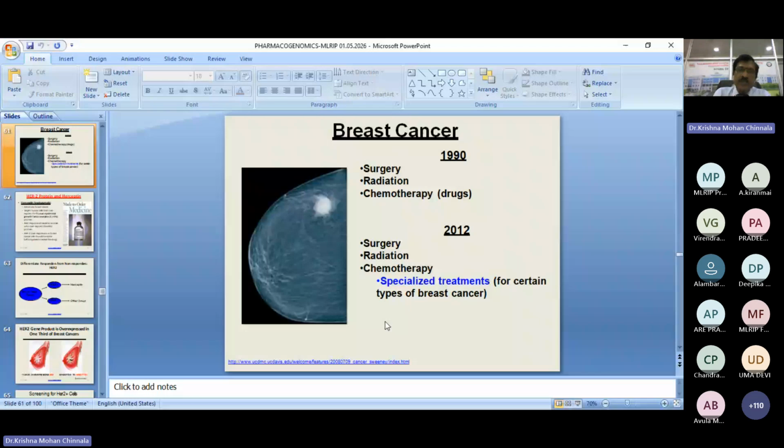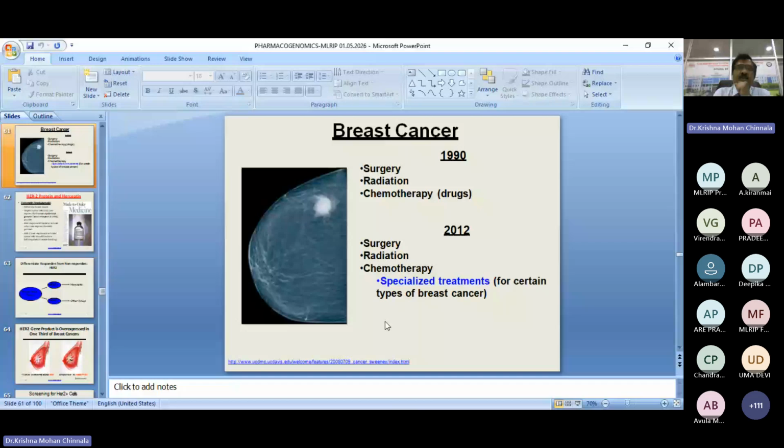So for breast cancer in 1990, surgery was the first option, then radiation, then chemotherapy. Then in 2012, surgery, radiation, chemotherapy. Now it is specialized treatments for certain types of breast cancer. So specialized treatment will give early detection, early treatment to the patient and may cure the entire cancer or extend the life of that cancerous patient effectively.